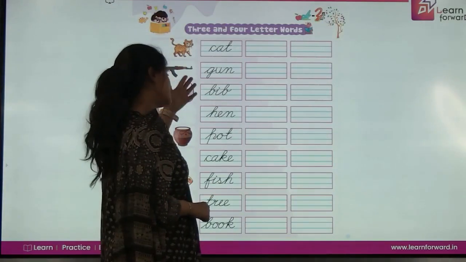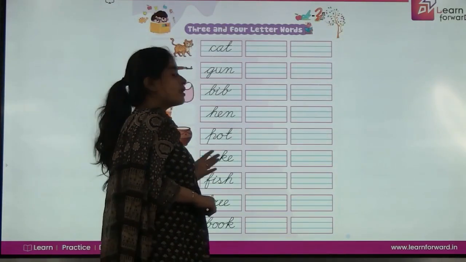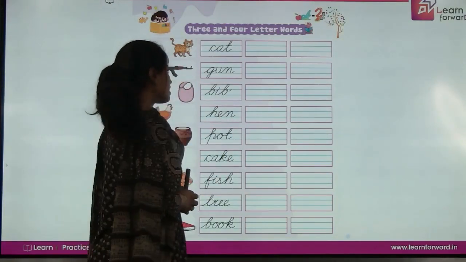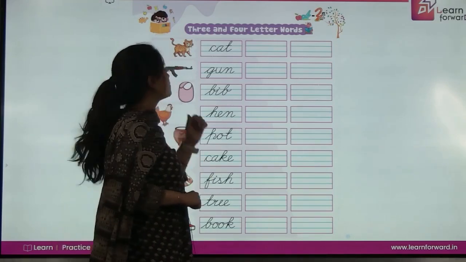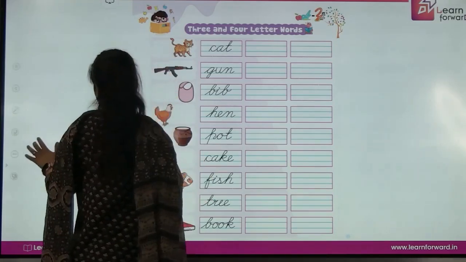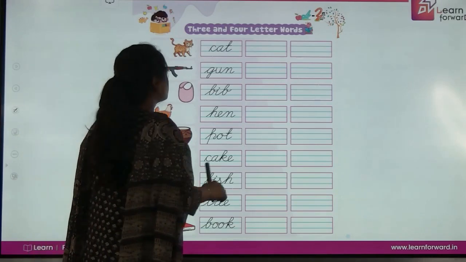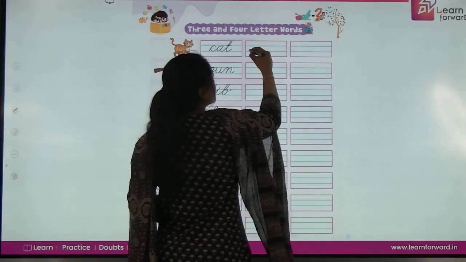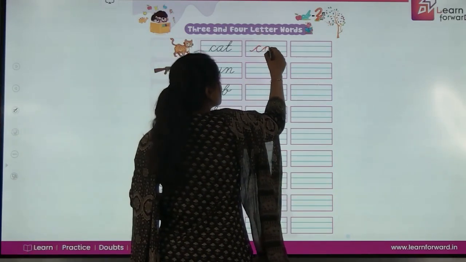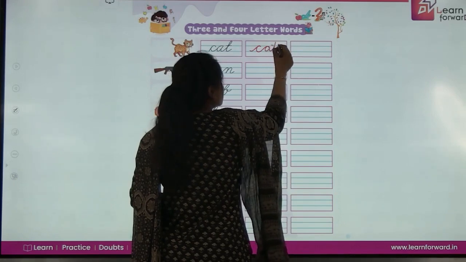Okay, now these are 3 or 4 letter words together. Let's see how we can write this. First one is cat. This is cat. Okay, C-A-T, cat. Write C, A and then T.